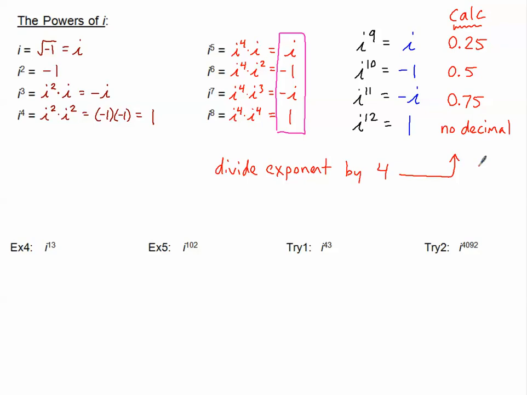So if we have a bigger exponent, let's say i to the 13th, well, i to the 13th is not too bad. Since I've already listed the first 12, we know that i to the 13th is going to be the very next one of the next set of 4, so we know that that's equal to i. So that's not too bad.